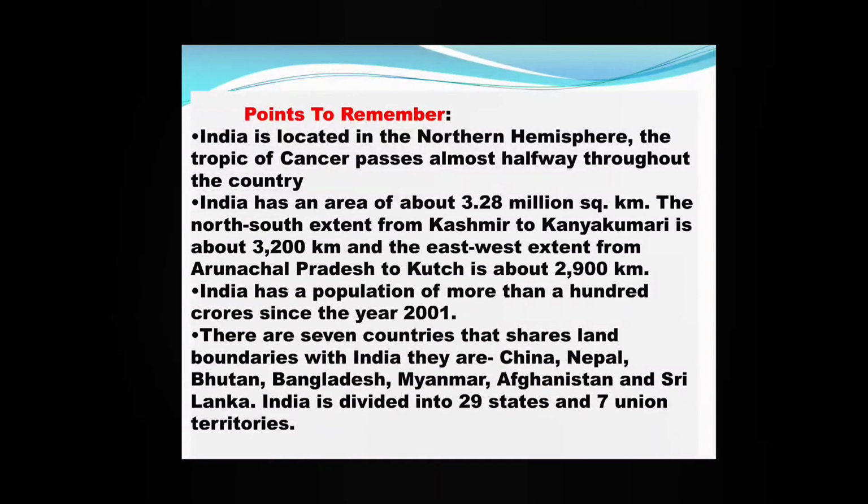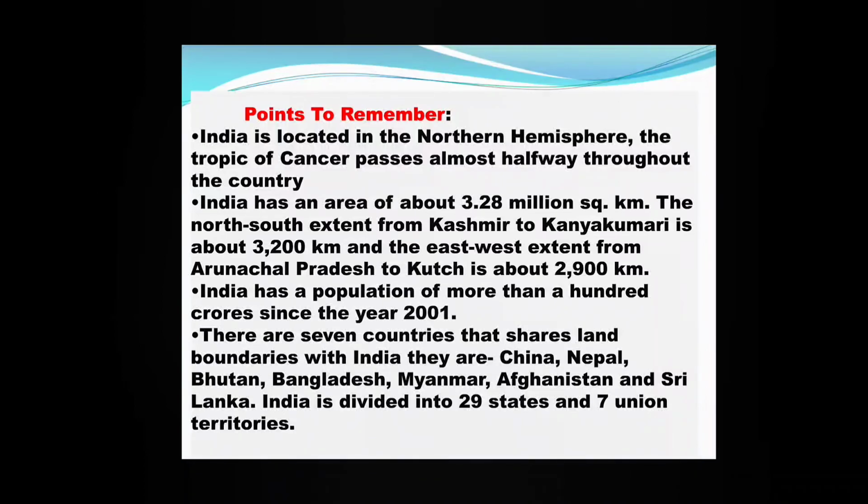Points to remember. We have reached the end of the chapter. What are the things that we should remember? India is located in the northern hemisphere. The Tropic of Cancer passes almost halfway through the country. India has an area of about 3.28 million square kilometers. The north to south extent from Kashmir to Kanyakumari is about 3,200 km, and the east-west extent from Arunachal to Kutch is about 2,900 km. Kutch is in Gujarat.